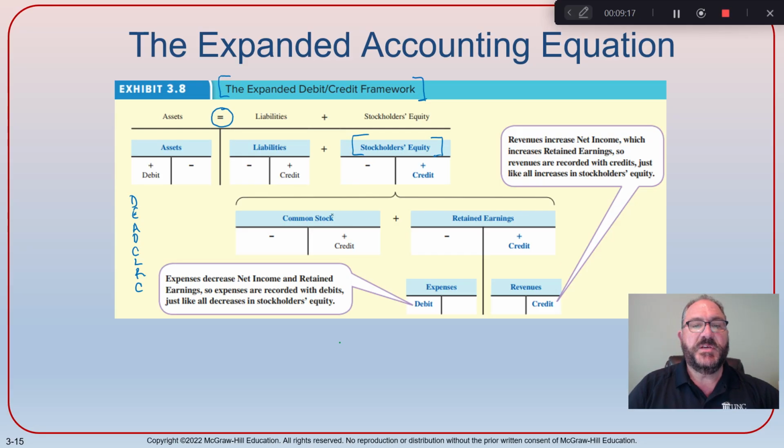So now within stockholders' equity, there's two parts. There's common stock. That's when you sold stock the first time. And then there's retained earnings. Retained earnings are from when you've made money, but you didn't pay it out as dividends.